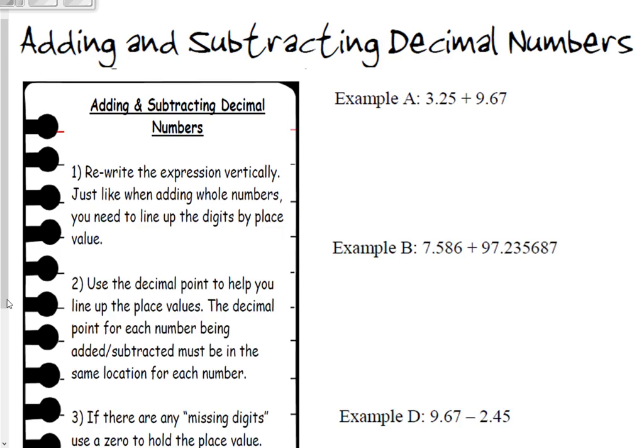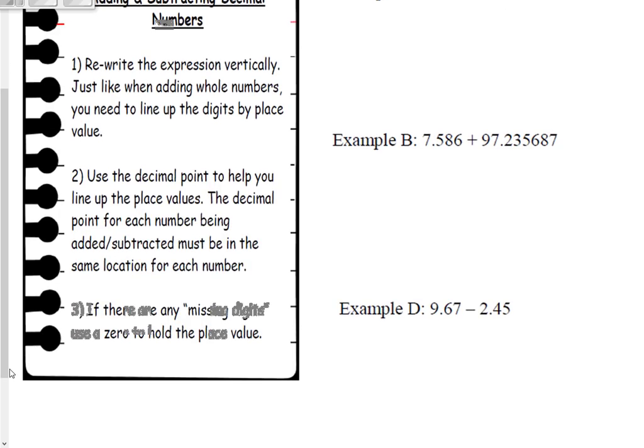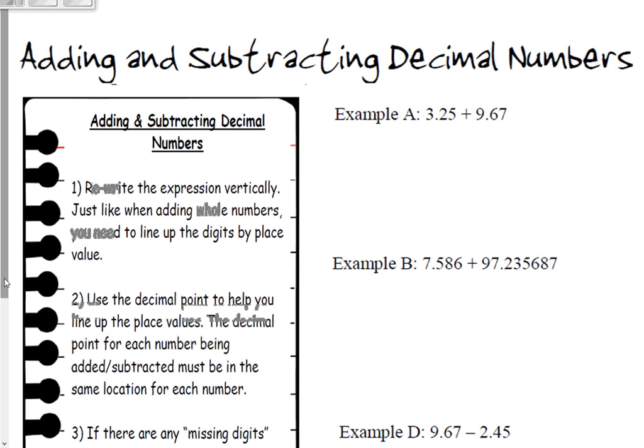Okay, so for part 2, it says use the decimal point to help you line up the place values. The decimal point for each number being added or subtracted must be in the same location for each number. And if there are any missing digits, use zeros as placeholders. Okay? So we are going to go through and do some of these questions together.